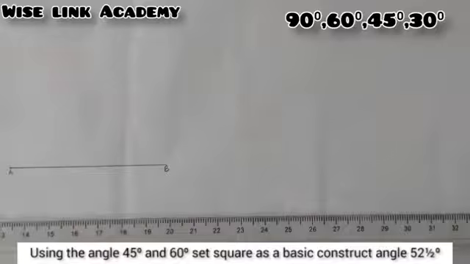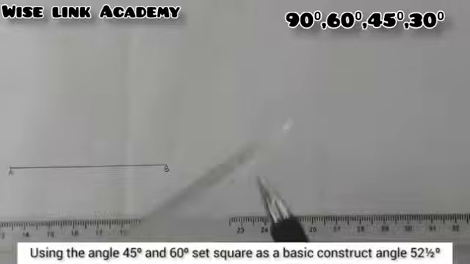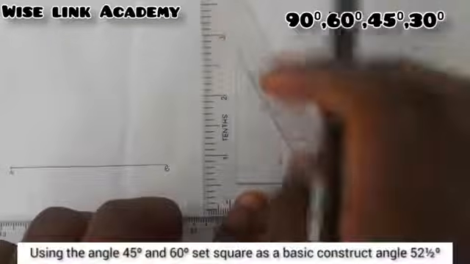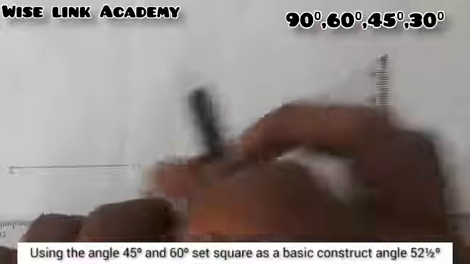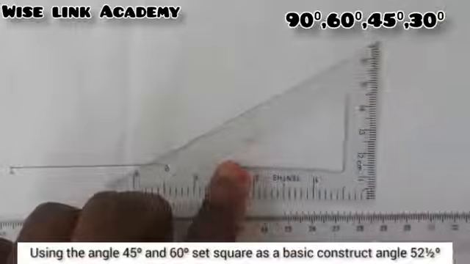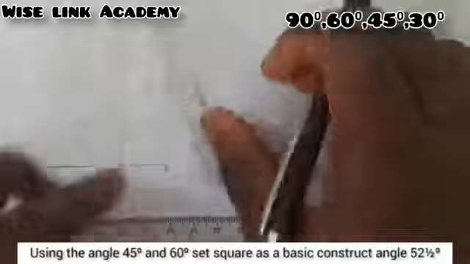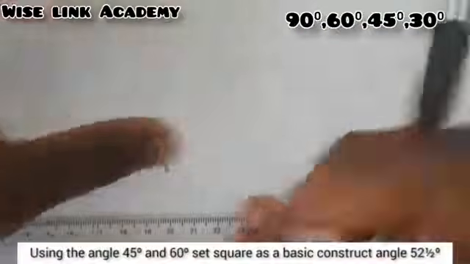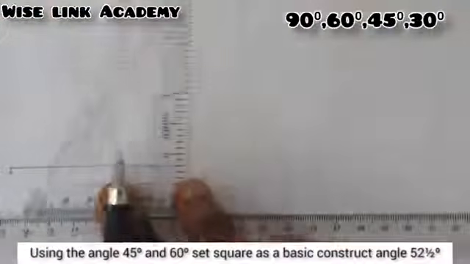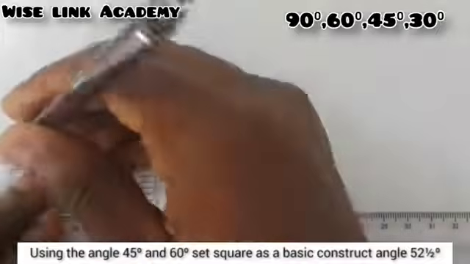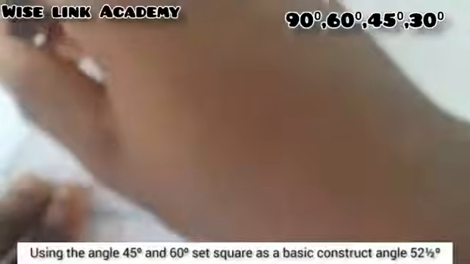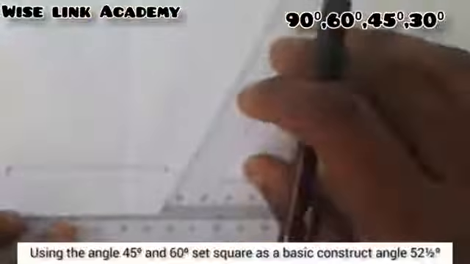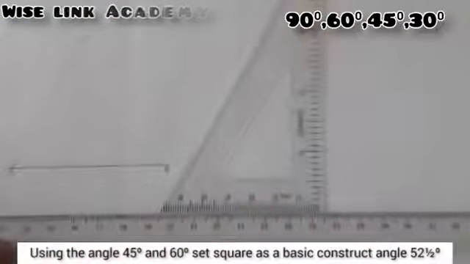So we said to produce angle 52 and a half, we need to construct outward 60 and 45. With the help of my set square, I will take my set square this way. This is 60, right? Like this is 30. So what we just need is 60 and 45. So I'll take it this way, like this, as you can see. I'll just draw a faint line, please, a faint line, because we do not really need that angle.